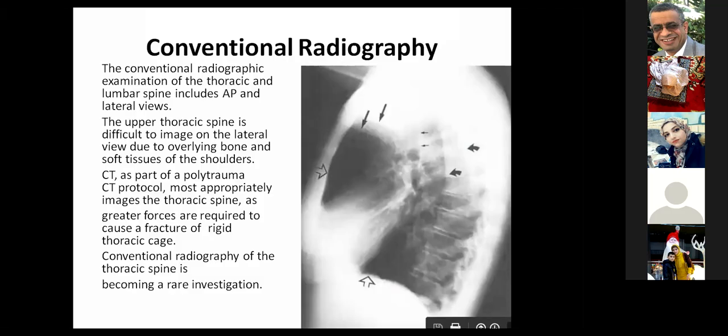In conventional radiography, the examination of the thoracic and lumbar spine includes anteroposterior and lateral views. The upper thoracic spine is difficult to image on the lateral view due to overlying bone and soft tissue of the shoulders. CT, as part of a polytrauma CT protocol, most appropriately images the thoracic spine, as greater force is required to cause a fracture of the rigid thoracic cage. Conventional radiography of the thoracic spine has become a rare investigation.